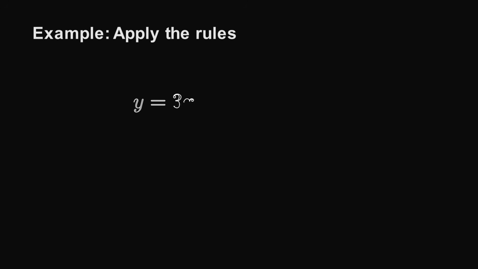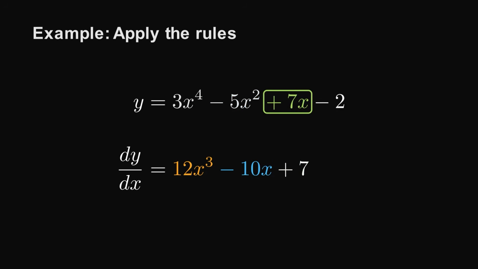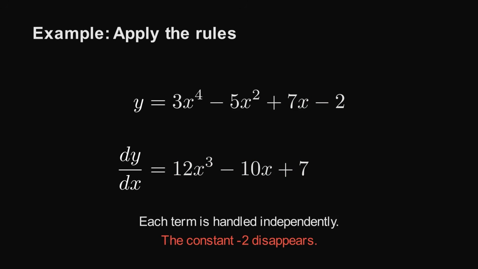So here's a pretty simple example. If we have y is equal to 3x to the power 4 minus 5x squared plus 7x minus 2, then we can say that dy by dx, okay, is going to equal 12x to the power 3 minus 10x plus 7. Why is that? Because remember, each term is handled independently, and the constant negative 2 disappears.